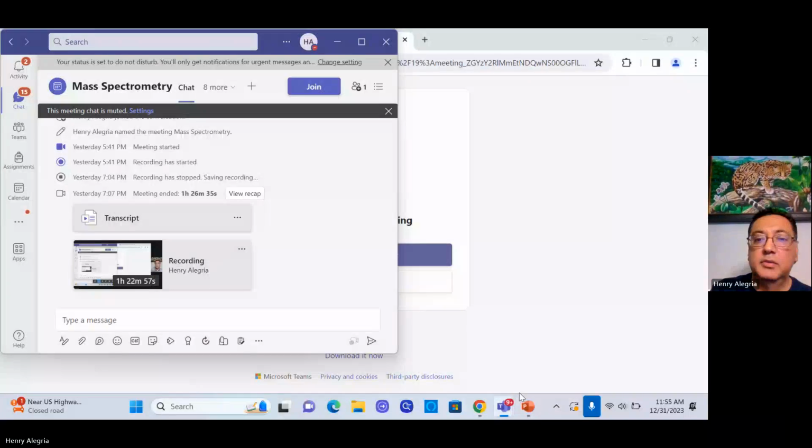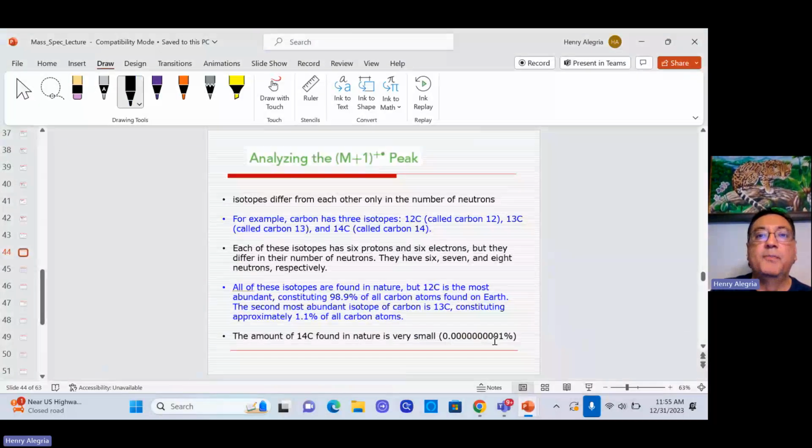All right, so let me go ahead and finish up the last remaining concepts regarding mass spectrometry. We go ahead and go back to this. Okay, so here is the situation.